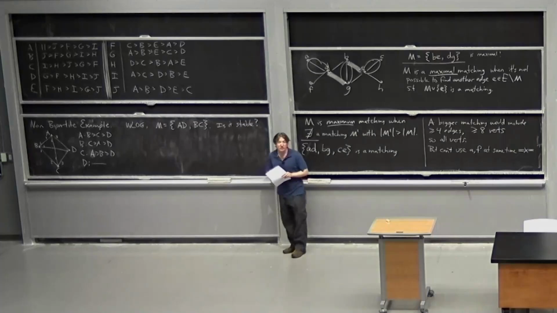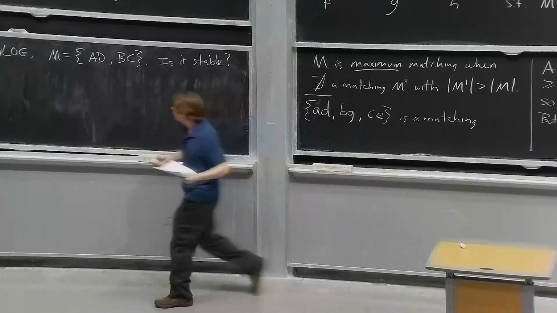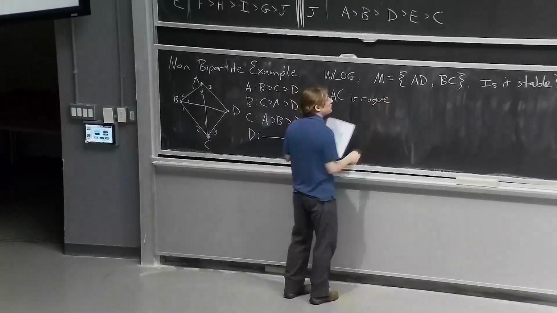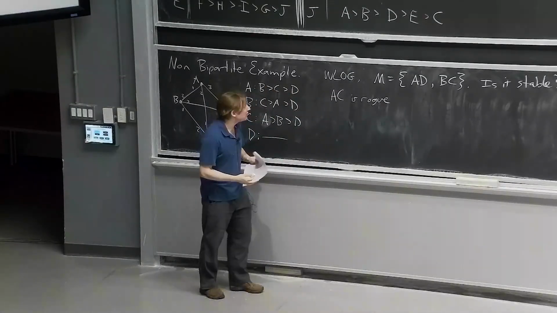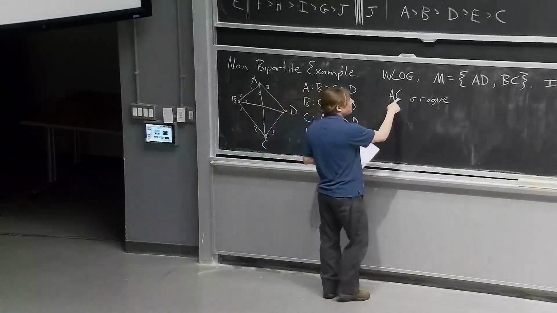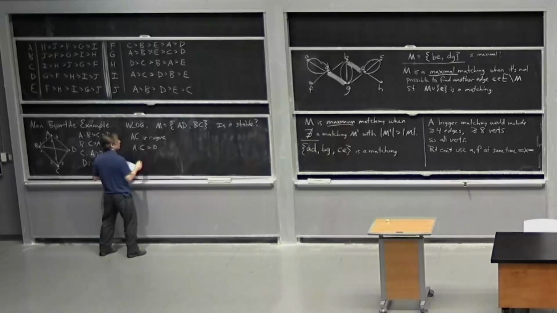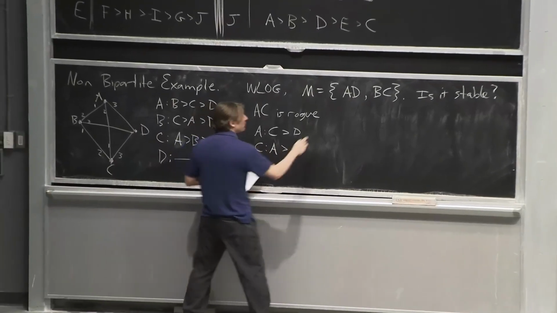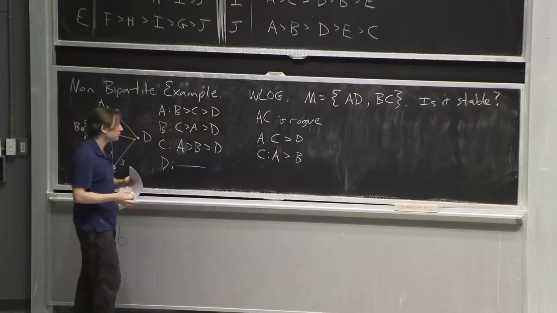And the answer, if you look at it carefully, if you check all the pairs, is that AC is rogue. According to that matching, AC is rogue. And let's check that. What does it mean for AC to be rogue? Well, it means A prefers C more than their assigned partner. And C is supposed to prefer A over their assigned partner, which is B. So are these 2 things true?